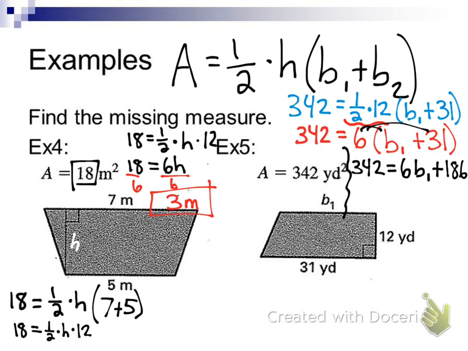I just recognized that I had terms that were not alike. I had a b and a number. You can't add those, but you can get through those parentheses by distributing the 6. Some teachers teach you to divide both sides by 6. If that's something you're used to in the past, go for it, but this is the way I usually do it. Either way, if you divide first or distribute, that's up to you. But the way we're doing it, we have to subtract that 186.